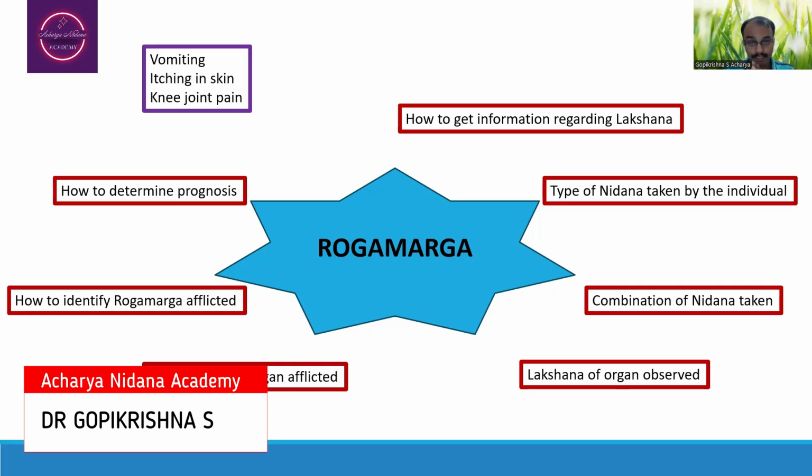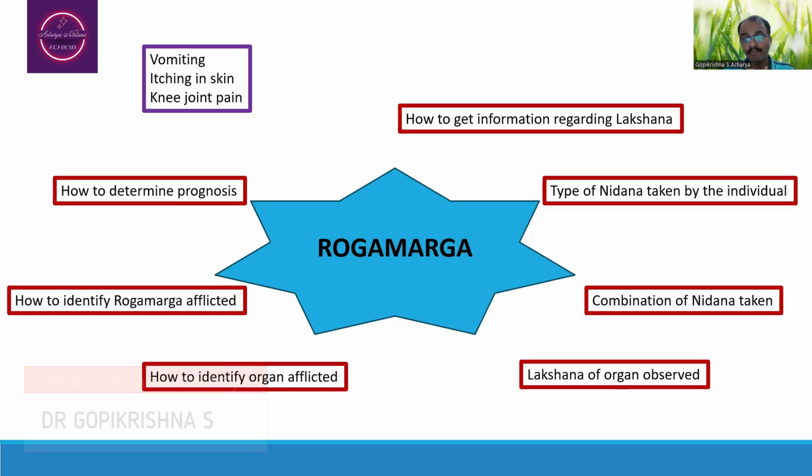Vomiting is a different complaint. Itching in the skin is a different complaint. Knee joint pain is a different complaint. These may be observed in three different individuals, or they may be observed in one individual itself. So in that sense, we have to know how to get the information as such.